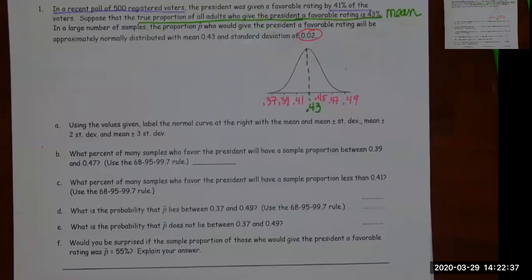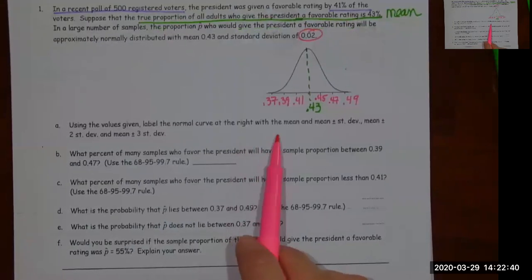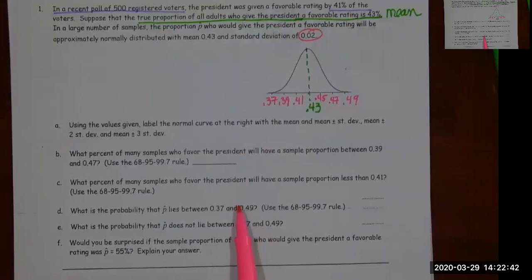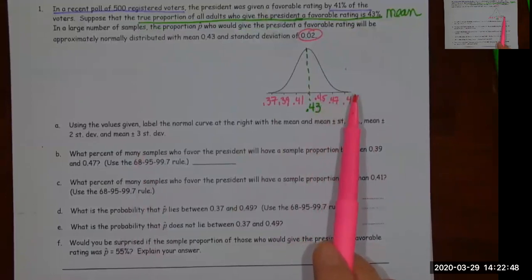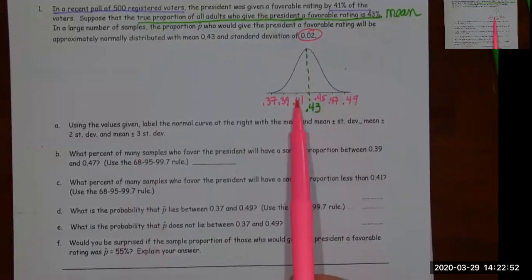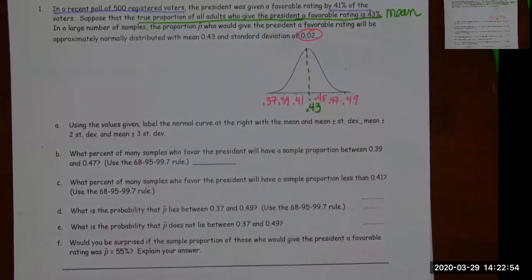Using the values given, label the normal curve at the right, well, or on top, with the mean and plus or minus standard deviation. So we're going to be 1 standard deviation, 2 standard deviations, 3 standard deviations above the mean, and this is 1, 2, or 3 standard deviations below the mean.